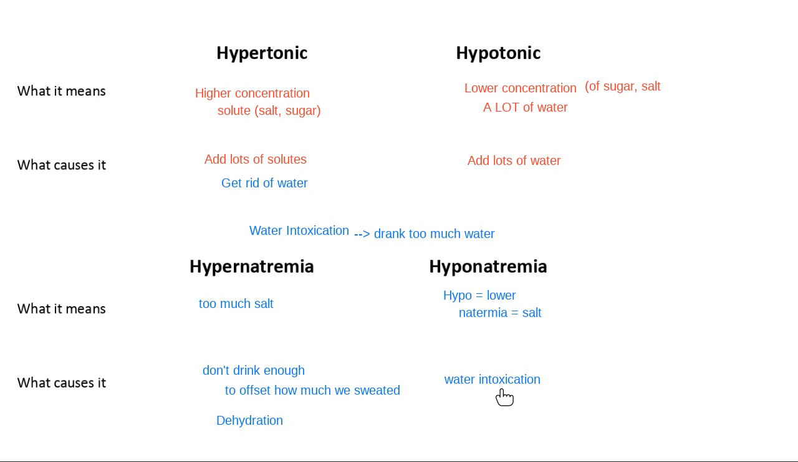The problem with water intoxication, the opposite of dehydration, is hyponatremia. Our blood has too little salt in it. So for the exam, the learning objective asks you to know the relationship between water intoxication and hyponatremia. Basically, what I want you to know is if I drink too much water, that's going to dilute the salt that's in my bloodstream, and that's problematic for me.